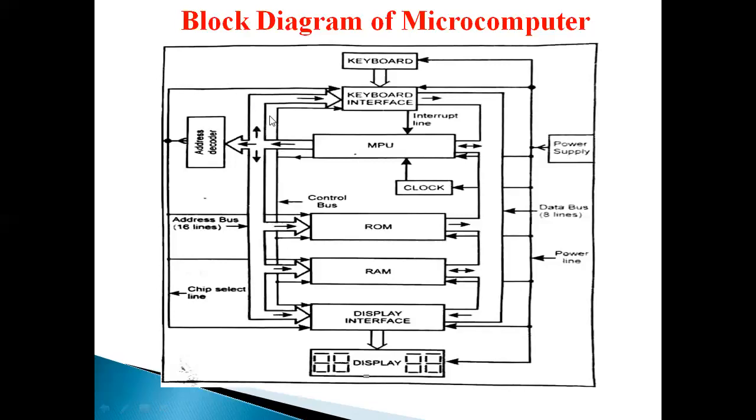Then we are using 5 important lines. The first one is address bus, control bus, data bus, power line, and interrupt line. So we will see this topic briefly.